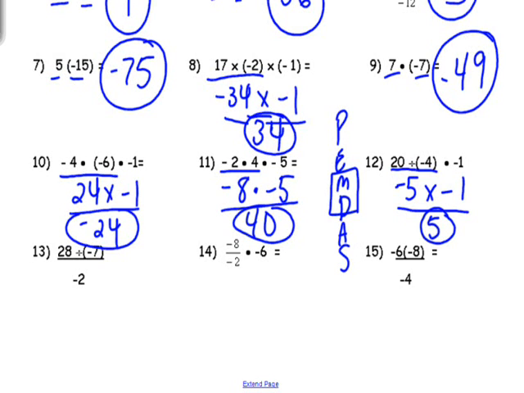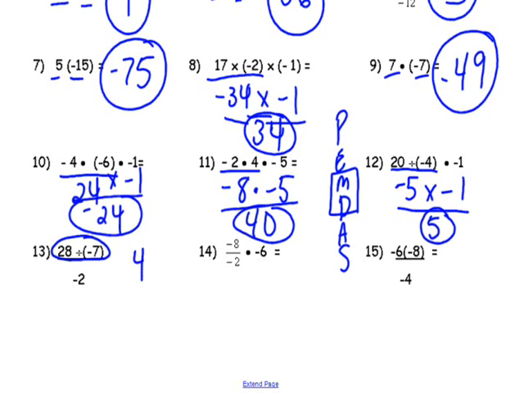Okay, let's do these last three. Now in this example, we're going to do everything on top of the fraction bar here. So 28 divided by -7. Well, I'm going to ignore the signs. 28 divided by 7 is 4. Now I'm going to look at the signs. They're opposites, so it's -4. Now I'm doing -4 divided by -2. So 4 divided by 2 is 2, and since the signs are the same, it's positive 2.